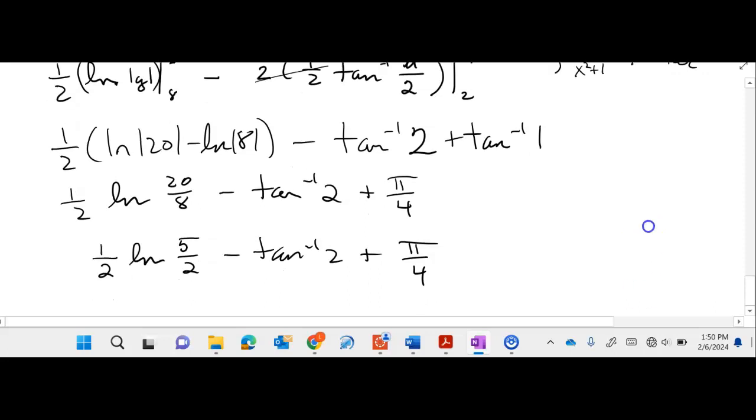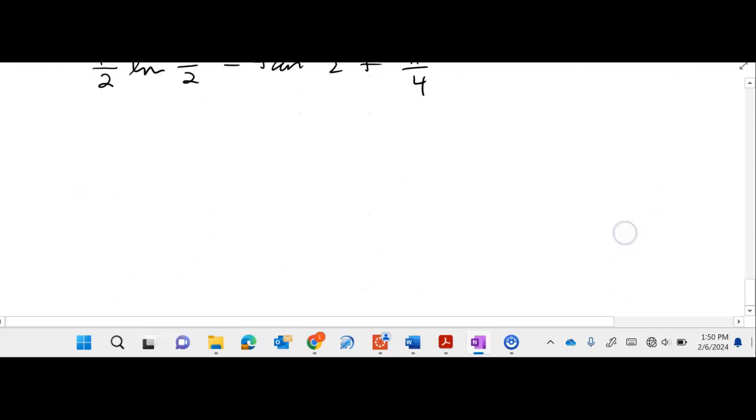I will take a look at one more quick one, and then that'll be it for this video. So number 6. Let's do e over e to the 2x minus 4e to the negative x dx. All right, take a look.